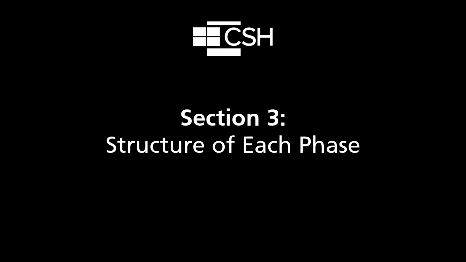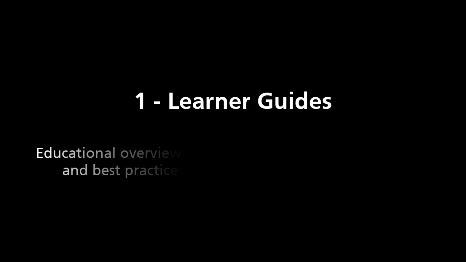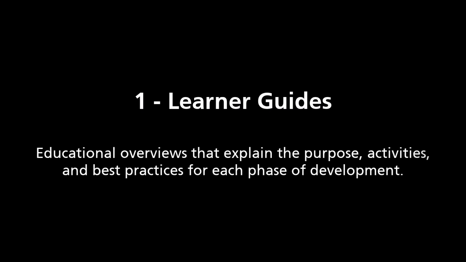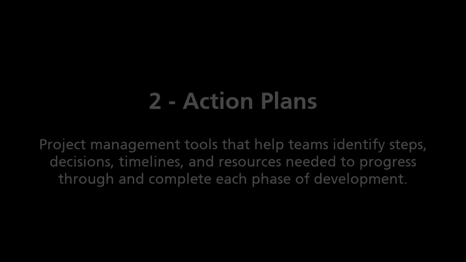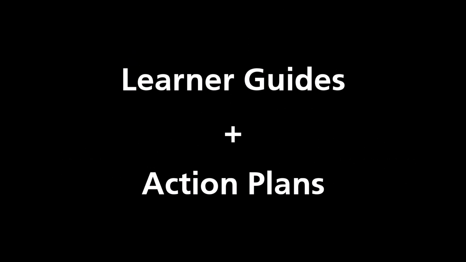Throughout this workbook, each phase of development includes 2 key components. 1. Learner guides. These are educational overviews that explain the purpose, activities, and best practices for each phase of development. 2. Action plans. These are the project management tools that help teams identify steps, decisions, timelines, and resources needed to progress through and complete each phase of development. Together, these 2 components provide understanding and guidance for successfully executing each development phase.